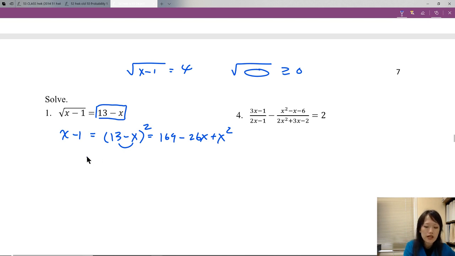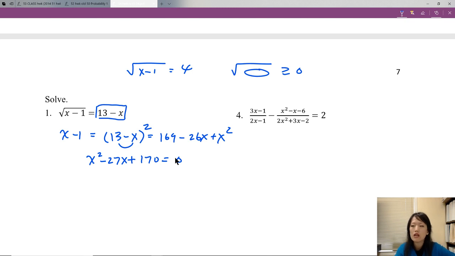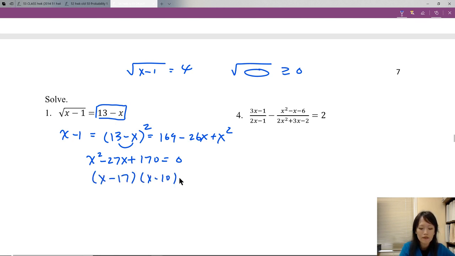Move everything to one side. x squared minus 27x plus 170. So we're looking for factors of 170 that add up to 27. It's pretty easy because 170 has a 10 in it, right? So 10 and 17 must be it. So I get x equals 17 or 10.